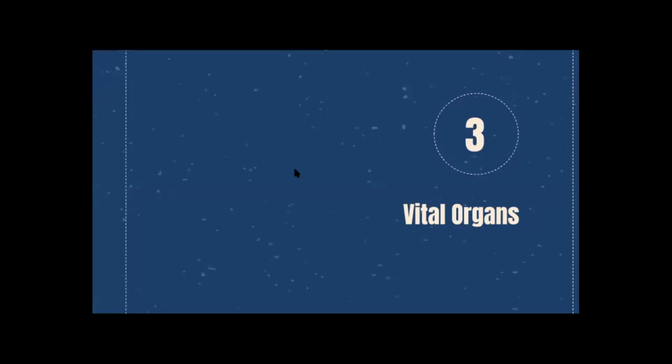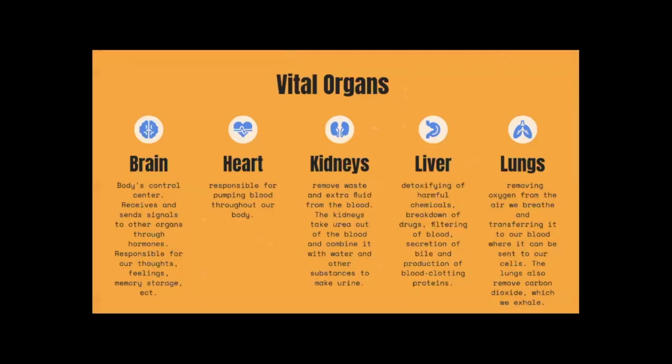So next we're going to go over vital organs. We kind of already talked about them, but let's go over them and see why they are so vital. The most vital of them all is, of course, the brain. It is the body's control center. It receives and sends signals to other organs through hormones. It is responsible for our thoughts, feelings, memory storage, all of that good stuff.